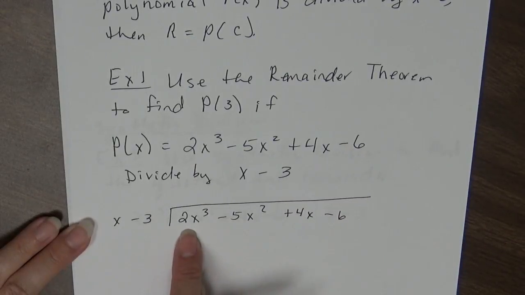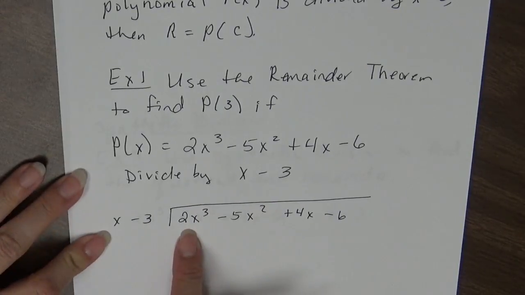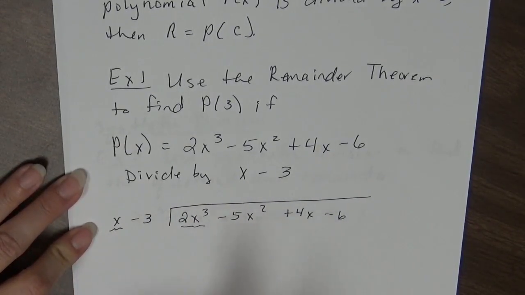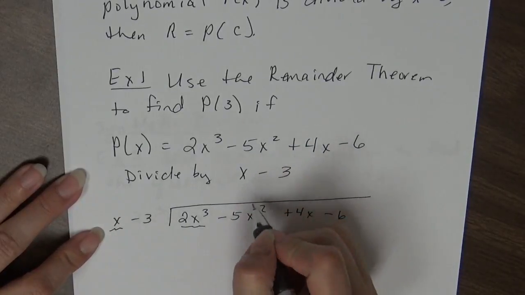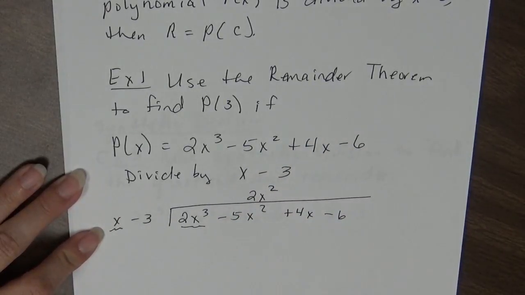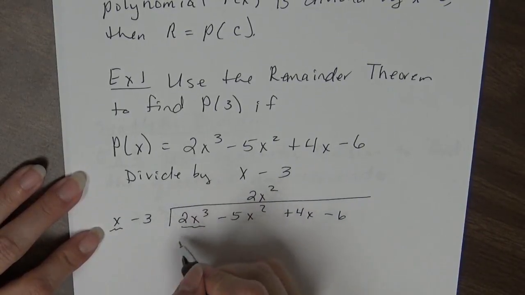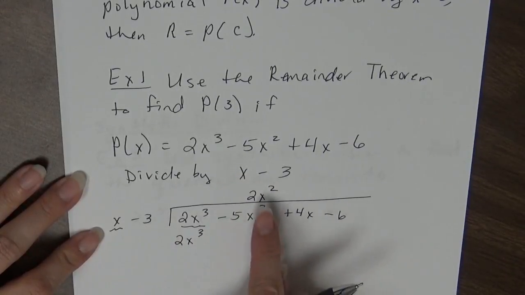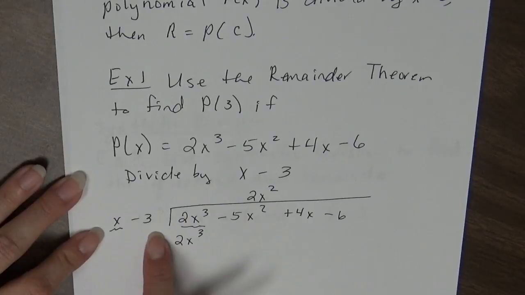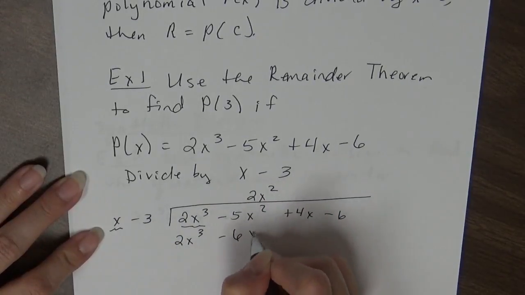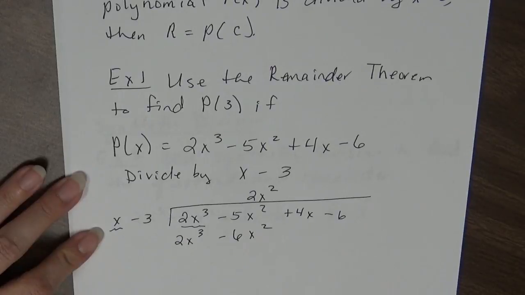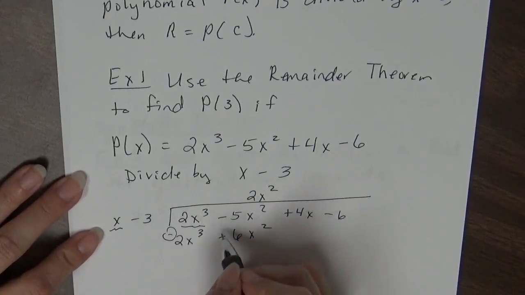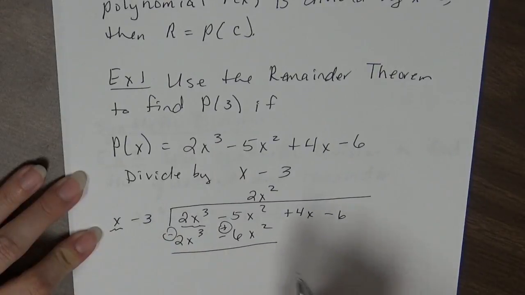X times what gives us 2x cubed? I would need to multiply that by 2x squared. So again, you're just looking at the first term and the first term. Multiply this by 2x squared, so that's going to go in the x squared column. Then we'll multiply back. 2x squared times x is 2x to the third. 2x squared times negative 3 is negative 6x squared, so that goes here. I need to subtract, so I'm going to change my signs and add. So these cancel. That gives me 1x squared. Bring down the 4x.